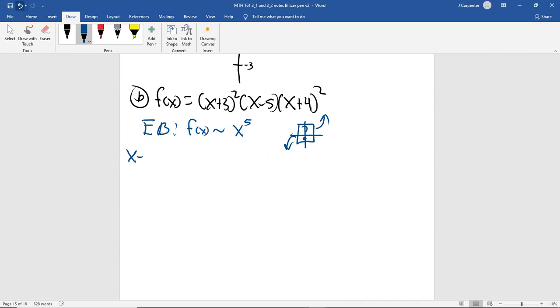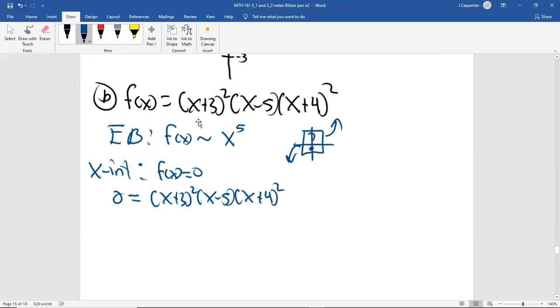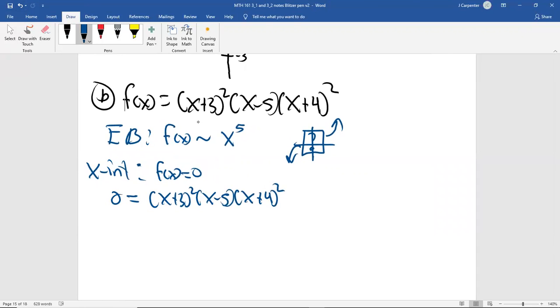All right, next up in that list, which you should have written down, I certainly hope, your x-intercepts, and this is where we set the function equal to 0. So this will be 0 equals (x plus 3) squared times (x minus 5) times (x plus 4) squared. Let's zoom in just a little. This is already factored, so we can go ahead and use our zero product rule.